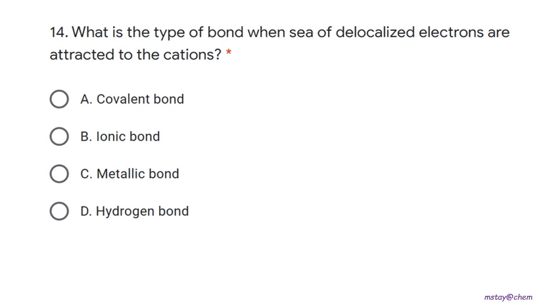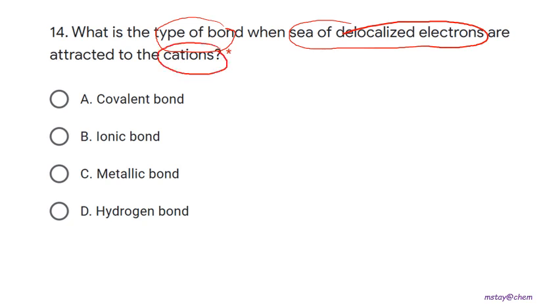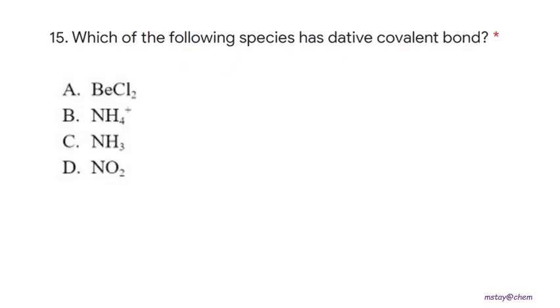Okay, next question, type of bond. If we see a sea of delocalized electrons with positive ions or cations, this is the definition of a metallic bond.